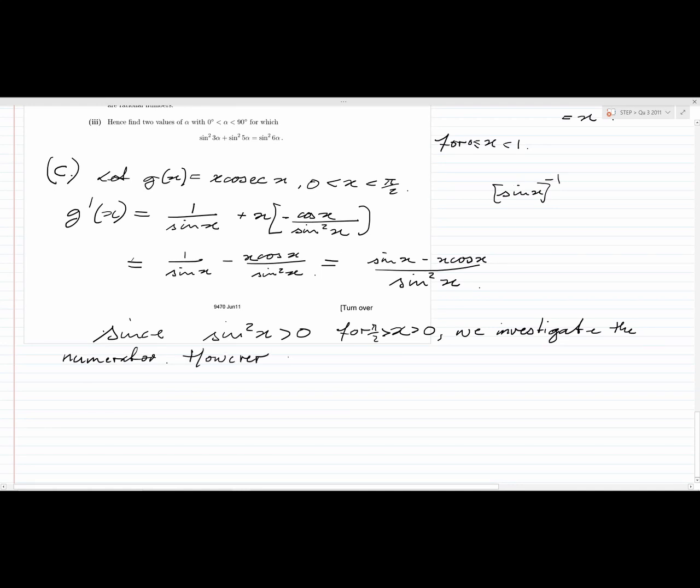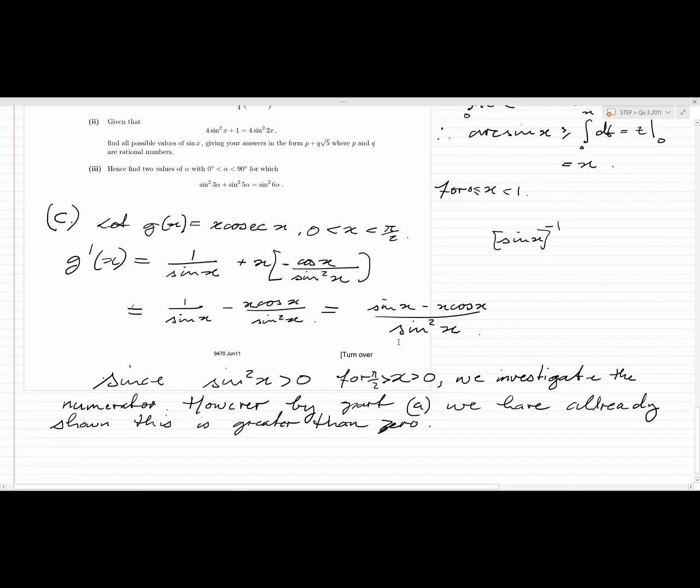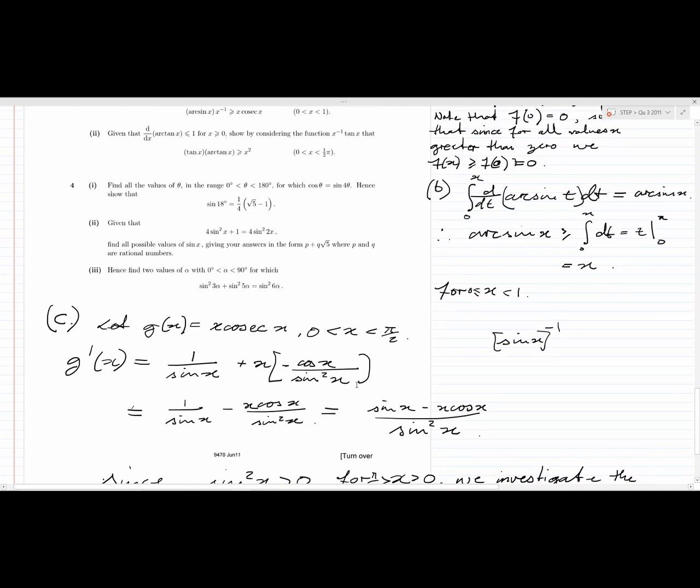However, by part A, we have already shown this is greater than 0. Excellent, good. So therefore, we're done. We've shown that g prime of x is greater than 0.